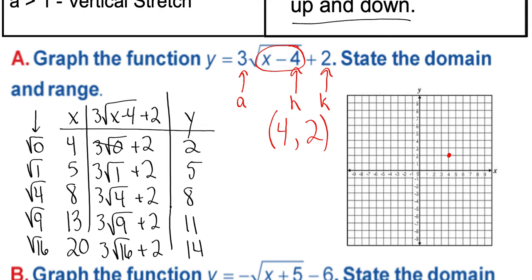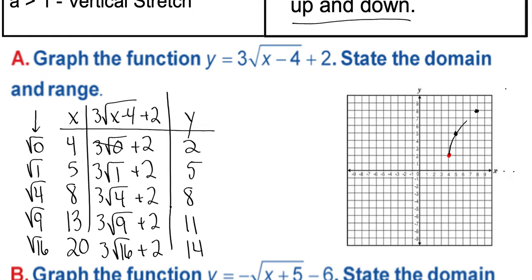Okay, so let's get rid of this stuff right here and graph our coordinates. So we have 4, 2, which is what we thought, that point right there. And then we have 5, 5, so right here, 8, 8, right there, 13, 11, so 10, 11, 12, 13. We're kind of off the graph. 11 is going to be up there, so we'll just graph what we can.